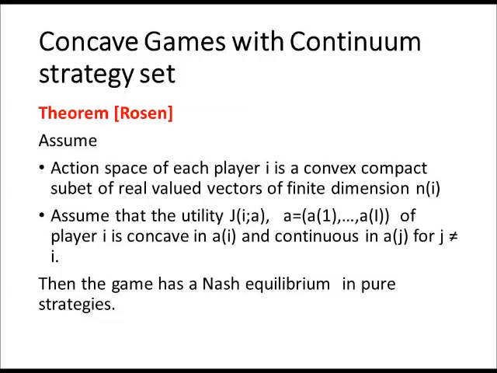Next we move to games where the set of strategies is not discrete anymore. It is a convex compact subset of real valued vectors of some finite dimensions. We shall use the following theorem of Rosen for the existence of equilibrium. If the utility of player i for each i is concave in the actions of that player and continuous in the action of the other players, then there exists a Nash equilibrium in pure strategies. By that I mean we don't need to randomize or to use probabilities in order to reach a Nash equilibrium.